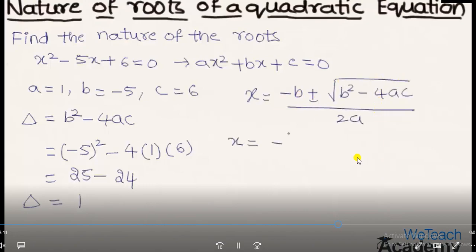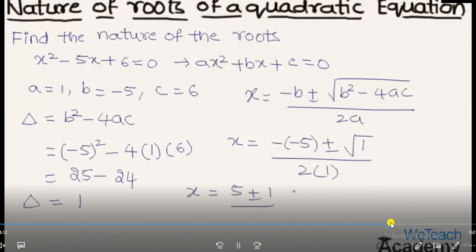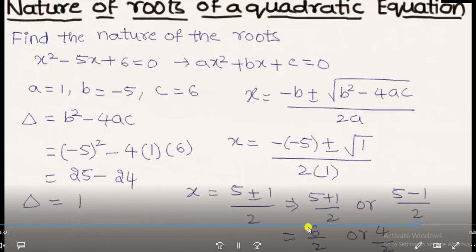In this case, real roots exist. Therefore, we will write by the quadratic formula x is equal to minus b plus minus under root b square minus 4ac upon 2a. So we will write the values of b, a and c, that is minus 5, and the value of d directly here, that is under root 1. So we'll get here what? 5 plus minus 1 upon 2. Once we take the plus sign, we get 5 plus 1 upon 2. Another minus sign, 5 minus 1 upon 2.